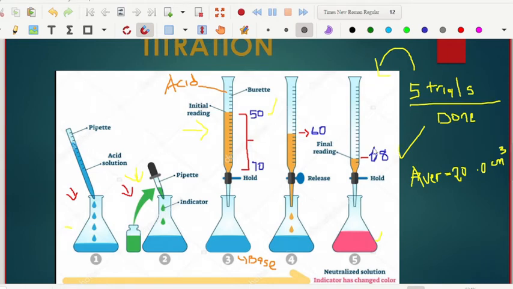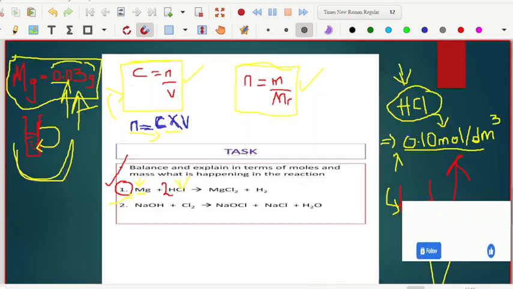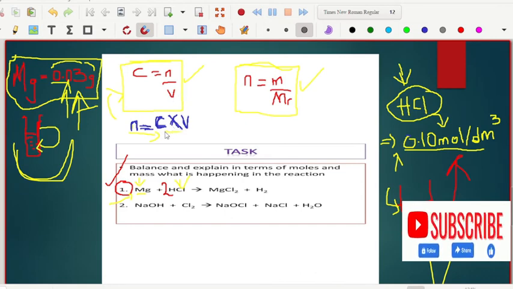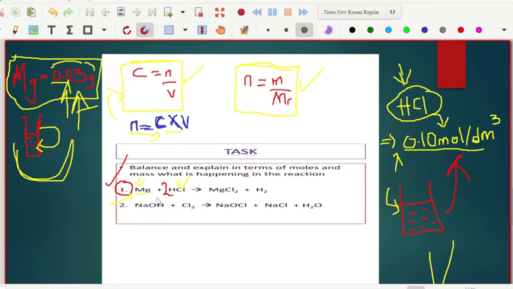So you do some trials, about 5 of them. For instance, the volume you got maybe 21 point something, then the other one maybe 23, then the other one 19, but the average, when you add all those 5 and divide, maybe gives you 20. This now will be your volume. Then you use these formulas which I told you. Since you know the concentration for hydrochloric acid, and the volume, you can find the number of moles. Then for you to find the number of moles for magnesium, you need to use the mole ratio.